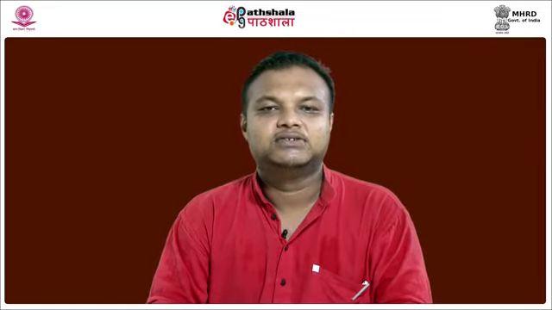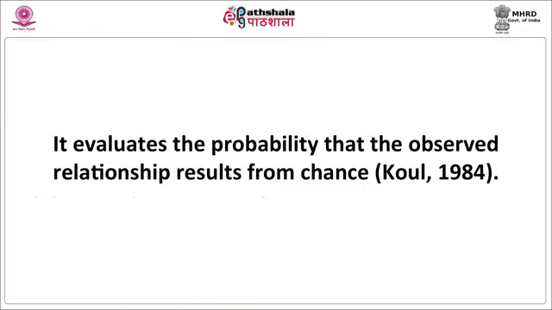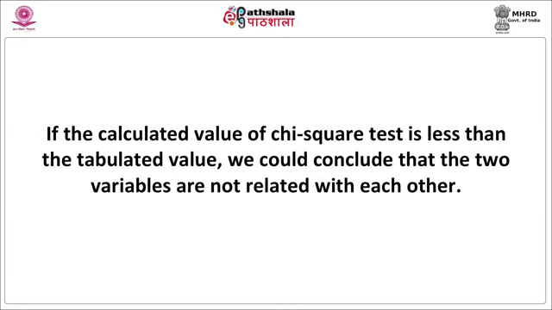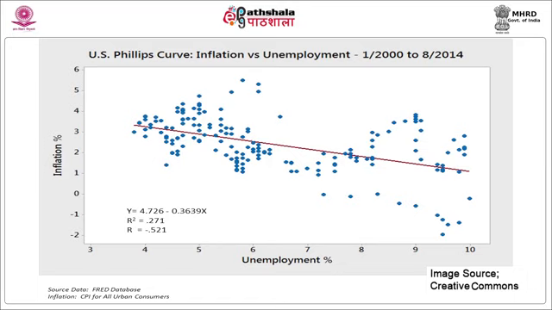According to Kothari, chi-square test is simply a technique of association between two attributes. It evaluates the probability that the observed relationship results from chance. If the calculated value of chi-square test is less than the tabulated value, we could conclude that the two variables are not related with each other. If, however, the calculated value is greater than the tabulated value, then we could conclude that there is a significant association between the variables.